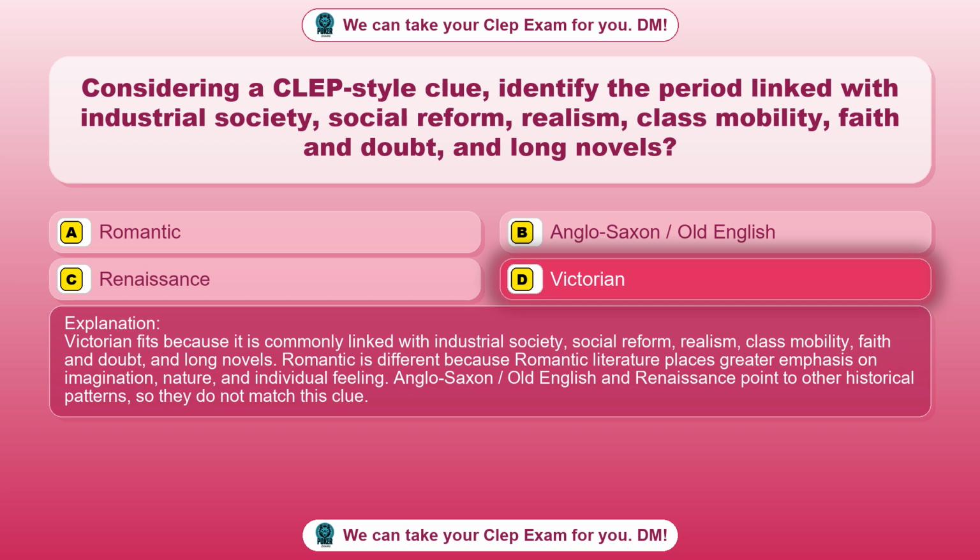Victorian fits because it is commonly linked with industrial society, social reform, realism, class mobility, faith and doubt, and long novels. Romantic is different because romantic literature places greater emphasis on imagination, nature, and individual feeling. Anglo-Saxon/Old English and Renaissance point to other historical patterns, so they do not match this clue.